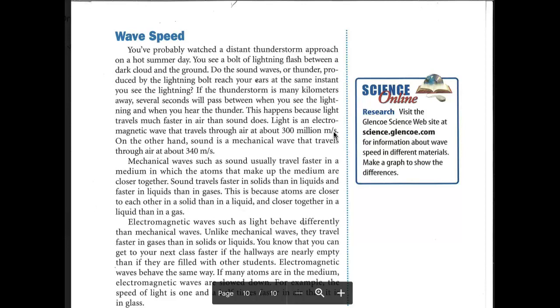Mechanical waves such as sound usually travel faster in a medium in which the atoms that make up the medium are closer together. Sound travels faster in solids than in liquids, and faster in liquids than in gases, because those particles are much closer together in solids. As we learned in our other unit, liquids are a little more spaced and gases have a lot more space.